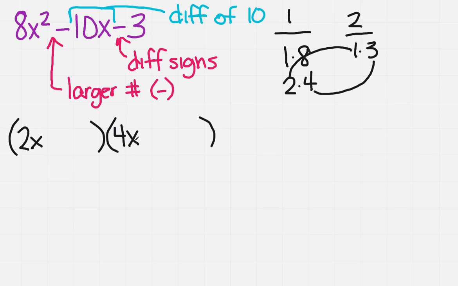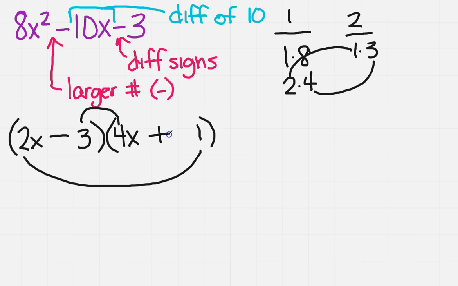Now here's the key. The 2 has to multiply with a 1. The 4 has to multiply with a 3. Now, we said the larger number, or the larger answer, is going to be a negative. So is 12 or 2 larger? Well, 12 is. So I'm going to put the minus here and the plus on the right.